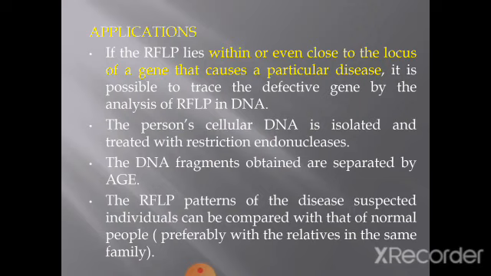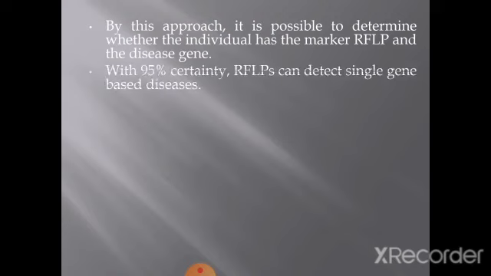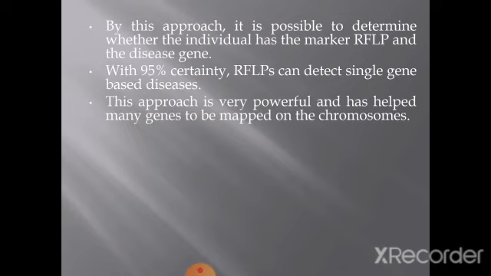Then you can compare the band patterns of a suspected diseased person and a normal person. You can say whether the person has the disease or not. By this approach, it's possible to determine whether the individual has the marker RFLP and the diseased gene. So with 95% certainty, RFLPs can detect single gene diseases. There are few success stories. And this approach is quite powerful and has helped many genes to be mapped on the chromosomes.